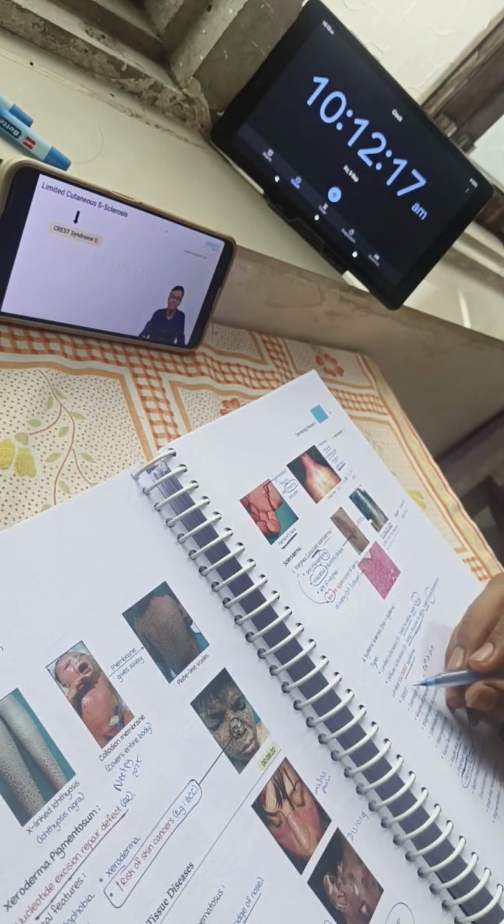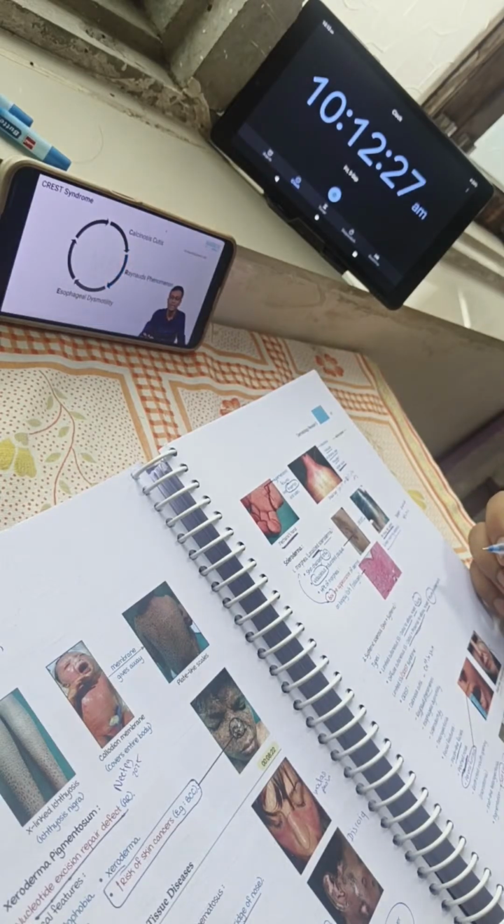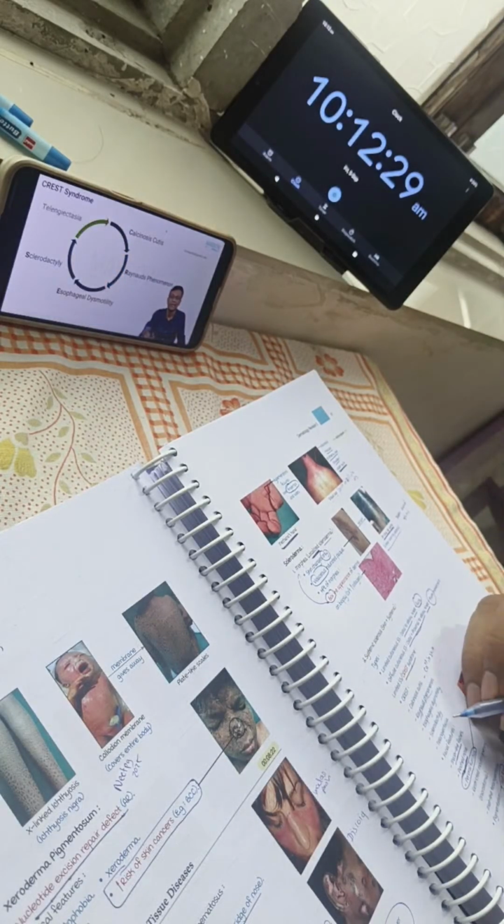Limited cutaneous systemic sclerosis is also referred to as CREST syndrome. Now, students, what is the full form of CREST? C stands for calcinosis cutis, deposition of calcium in the skin. R for Raynaud's phenomenon. E for esophageal dysmotility. S for sclerodactyly, and T for telangiectasia.